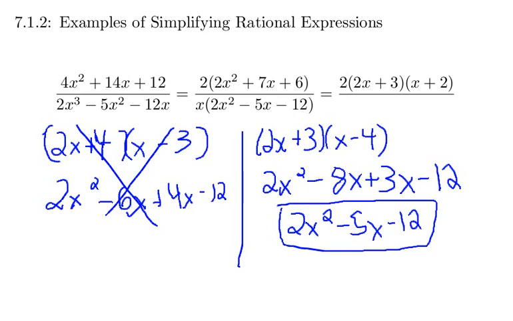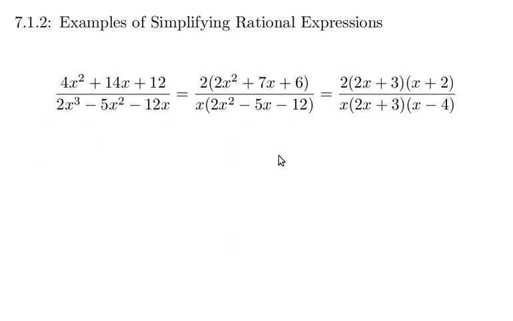And that means that this is the correct factorization of this right here. So let's go ahead and write that out. So we have 2x plus 3 times x minus 4. So let's go ahead and clear off everything I wrote there. Now we see something that can be canceled out. We have this 2x plus 3 on the top and this 2x plus 3 on the bottom.